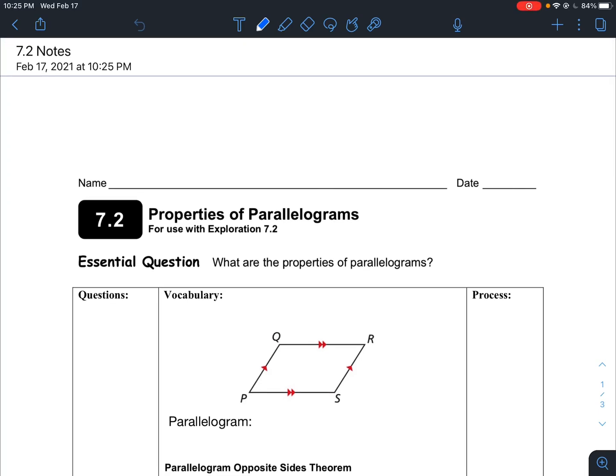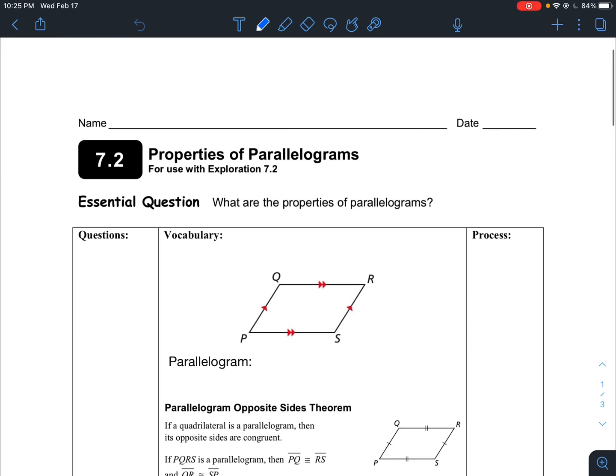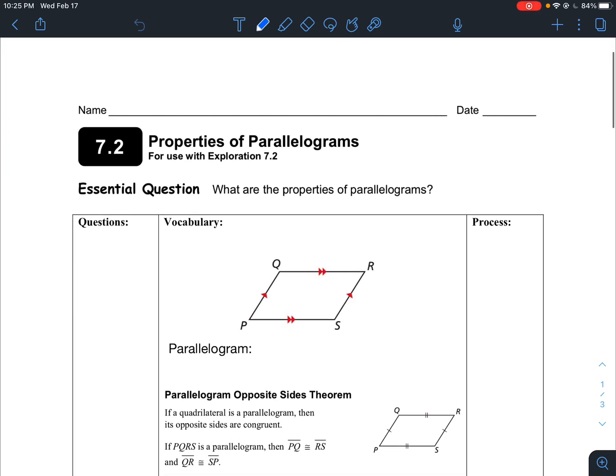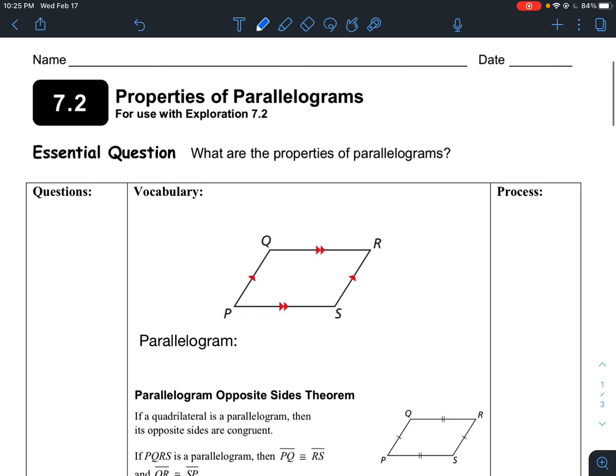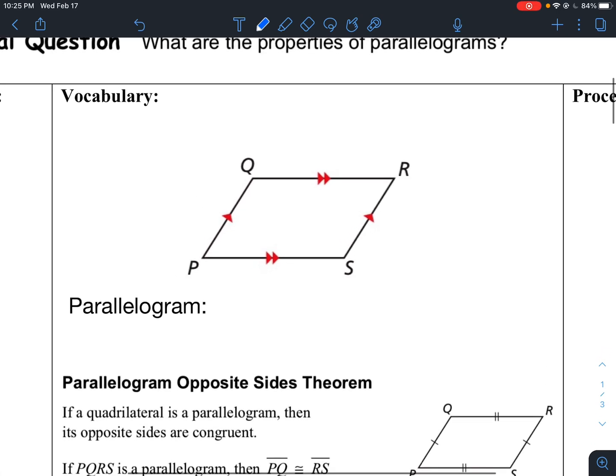Alright, so now we're in 7.2. In 7.1, we talked about polygons and their angles, both the sum of the interior and exterior angles. And so in 7.2, we're talking specifically about parallelograms. So let's make sure that we define what a parallelogram is.